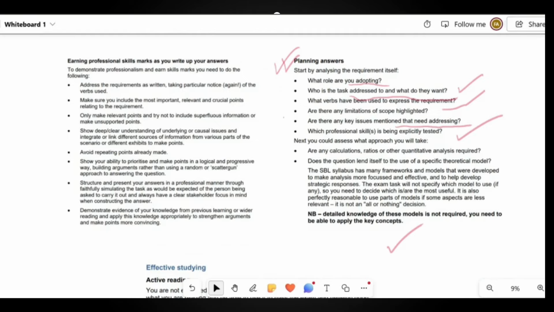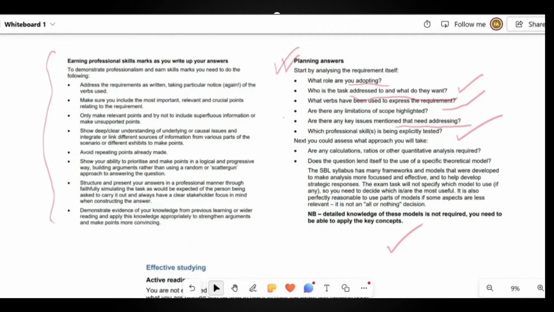So we'll be discussing this, and keep watching the whole video. It will be helpful for you if you go through chapters 1 and 2, and don't skip any area. It will be helpful for you. And then earning professional marks, this we will also discuss in detail in upcoming slides.